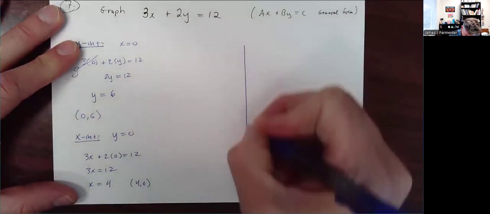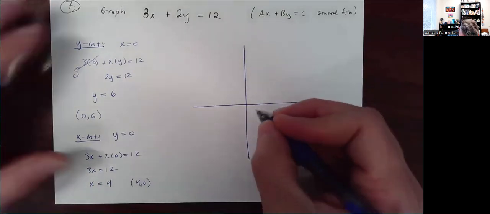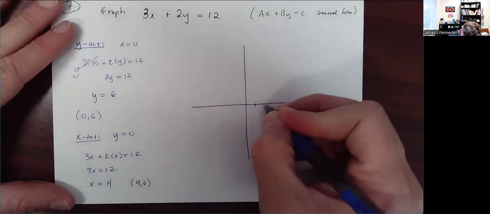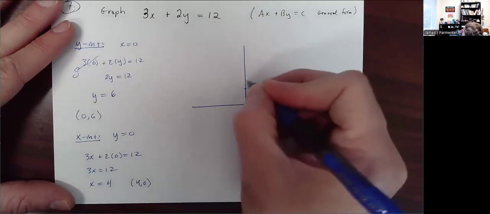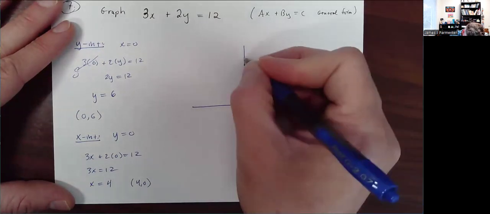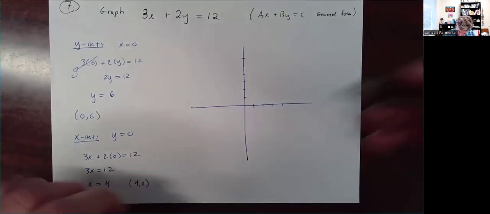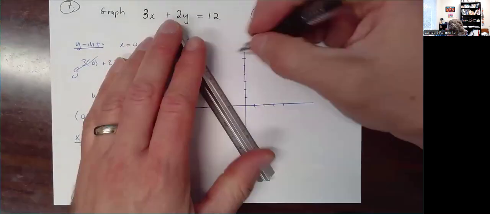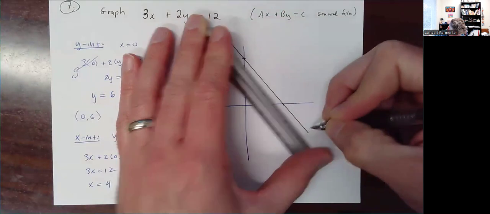So graphing this, I'm going to try and be very precise here. Yeah. So I'm going to go 1, 2, 3, 4. I know I said before I don't care about doing this, but I want the picture to look good for you all. So there's my y-intercept at 6, my x-intercept at 4, and graphing the line through those points. Look like that.